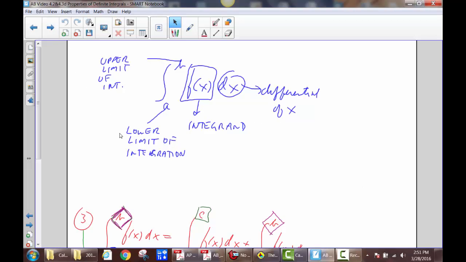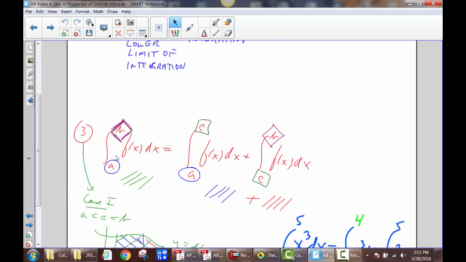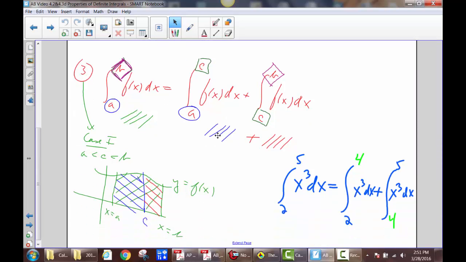Okay, so we're going to look at that third property, the fact that the integral from a to b is equal to the integral from a to c plus the integral from c to b of the same thing. We're going to take the first case, the most obvious case, which is if c is actually between a and b. For example, if you have 2 to 5, they're telling you you can break it up into 2 to 4 plus 4 to 5.